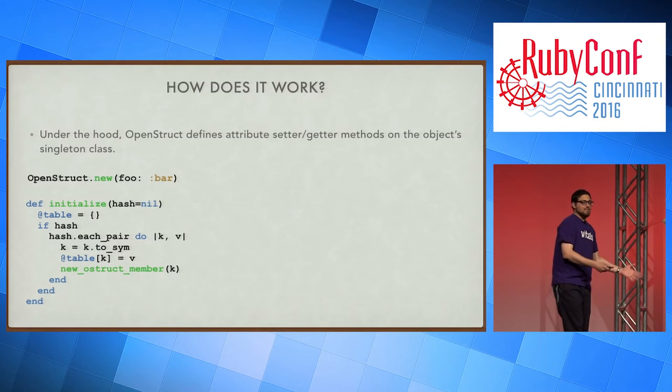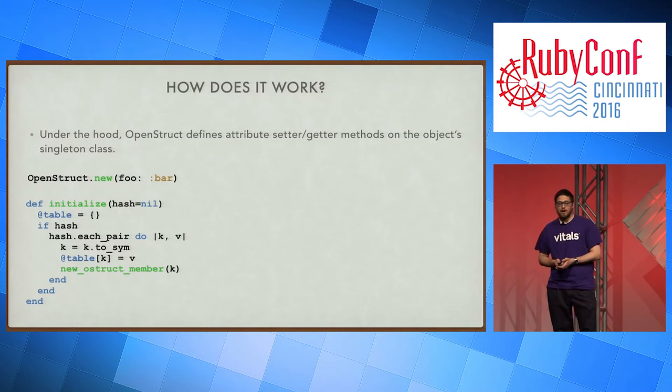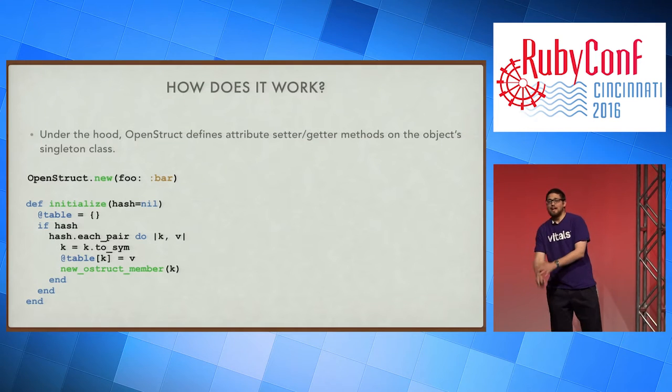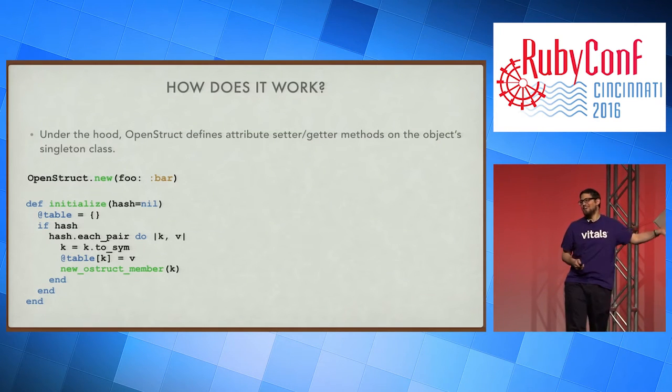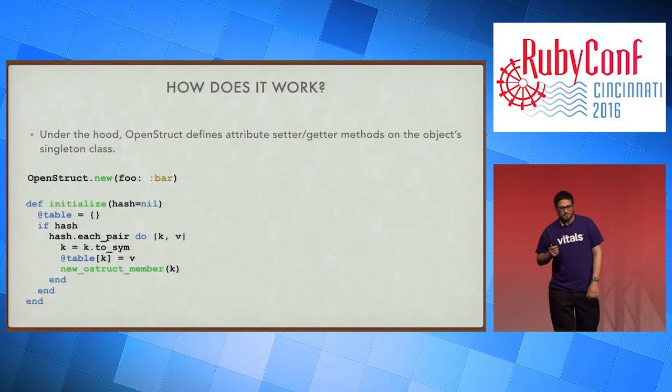Now, assuming that you've passed in a hash as an argument, which in this case we have, we take every key-value pair, coerce the key to a symbol, set that key-value pair inside of our @table hash, and then we call new_ostruct_member. And I will show you what that is, but you're going to have to wait just another minute, because I want to talk about something else first.